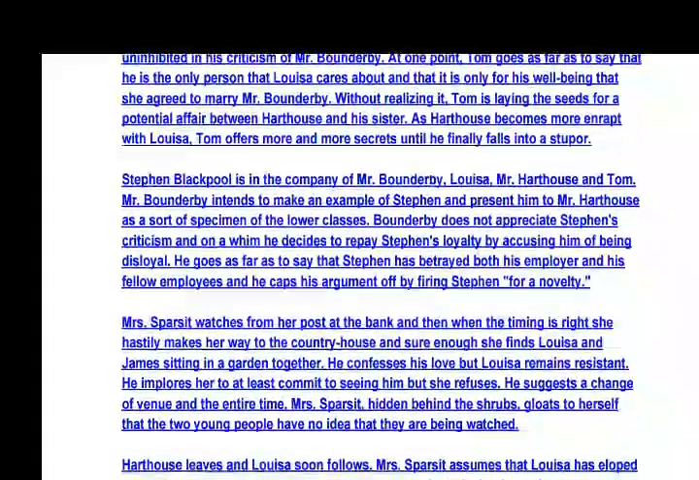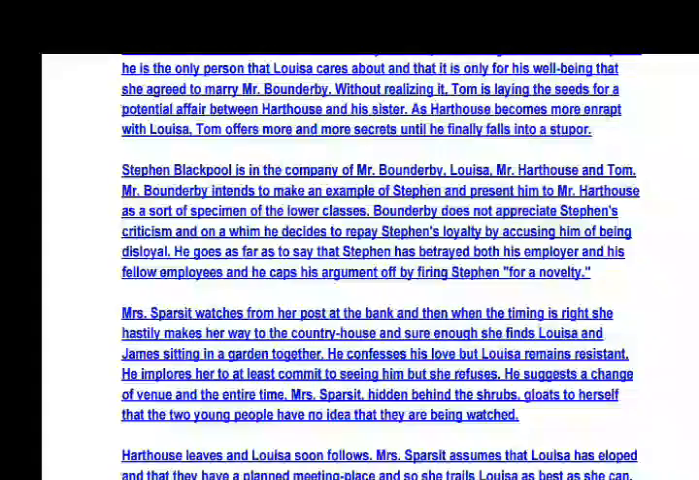Stephen Blackpool is in the company of Mr. Bounderby, Louisa, Mr. Harthouse, and Tom. Mr. Bounderby intends to make an example of Stephen and present him to Mr.